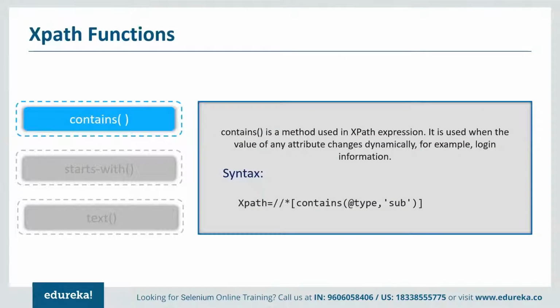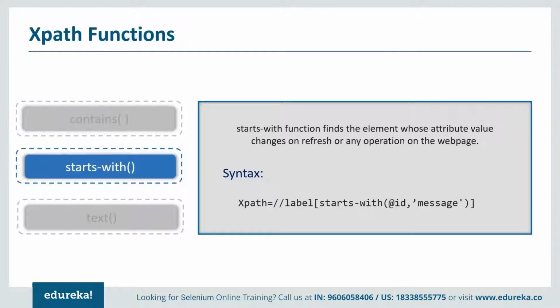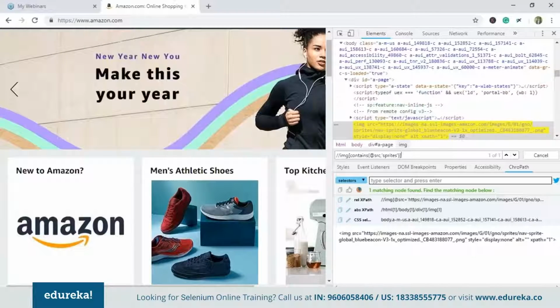Sounds simple? Now let's move further and understand one more XPath function, that is starts-with. This function is used to find a web element whose attribute value changes on refresh or on any dynamic operation on the web page. In this, we match the starting text of the attribute that is used to locate an element whose attribute has changed dynamically. For example, on the web page, the ID of a particular element changes dynamically, like ID1, ID2, ID3, but the text remains the same. Now, let's demonstrate the starts-with function using the same object, and here, instead of contains, we'll have to change it to starts-with.